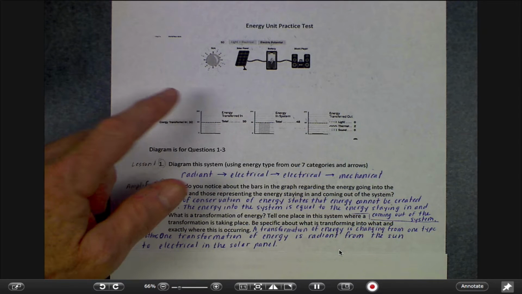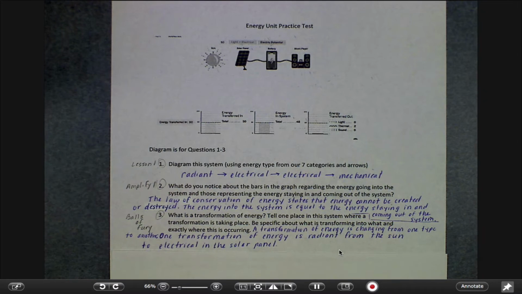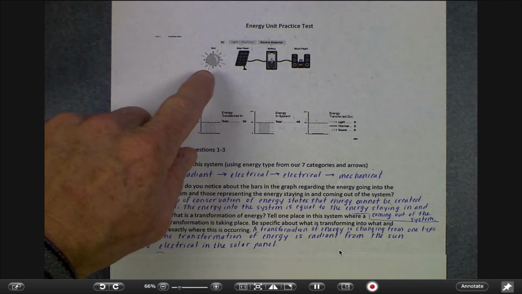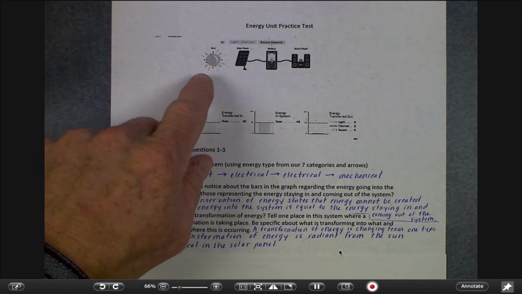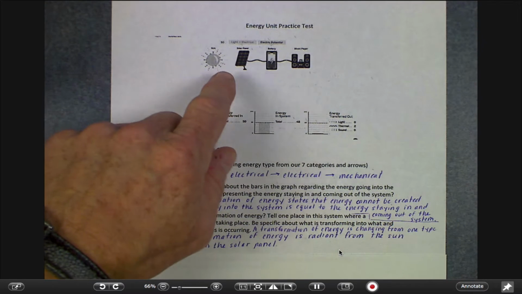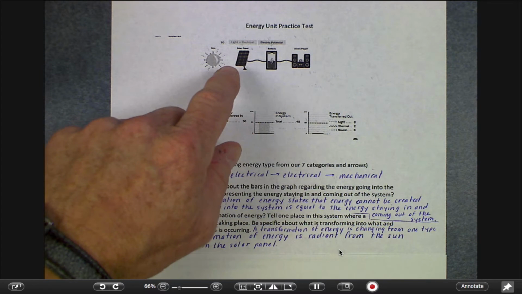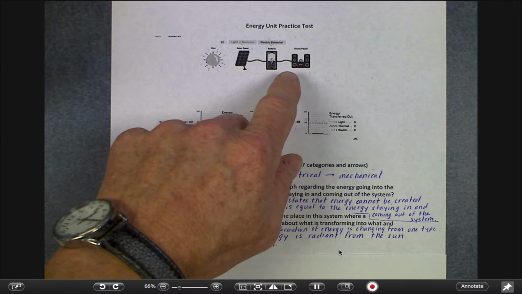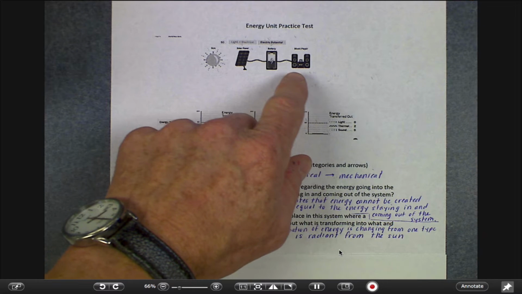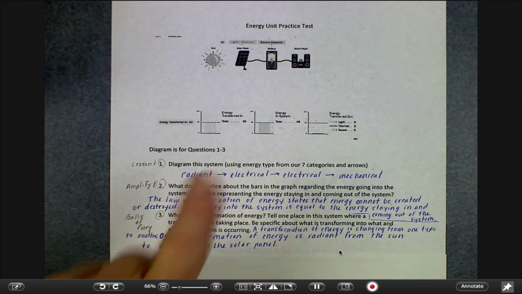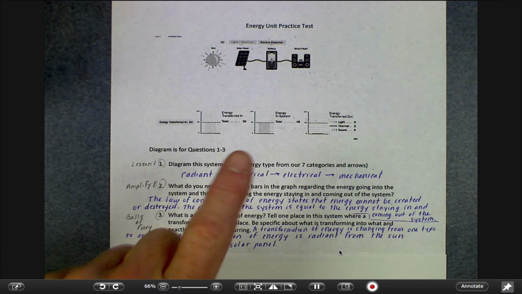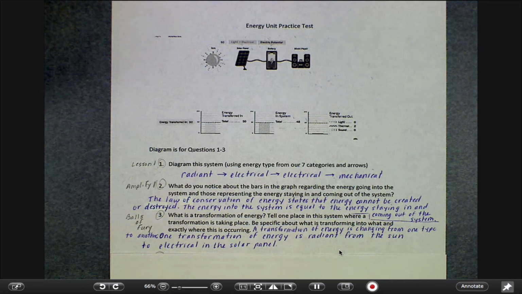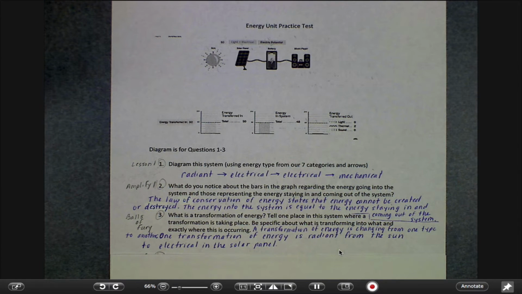And in the diagram up here, we have a couple of different transformations that we can say took place. Right here, as it says down here, we've got radiant energy being turned into electrical energy here. And you want to say radiant to electrical at the solar panel. Be specific. Here, we've got electrical to mechanical at the sound system. So you want to say what a transformation of energy is and give one specific place in the system, and you had a choice of 2 here where we have a transformation of energy.